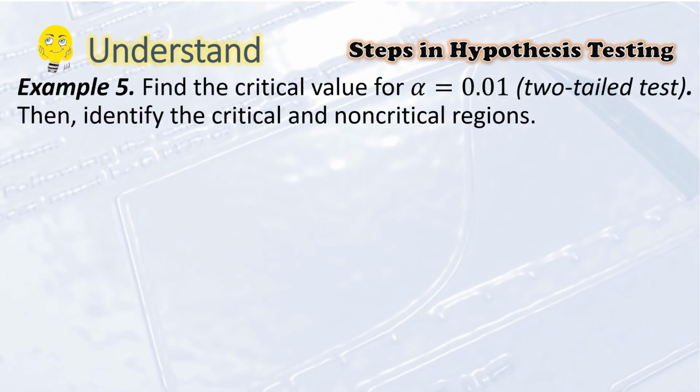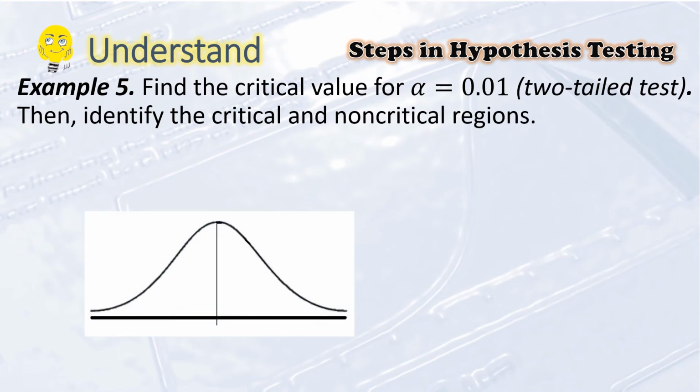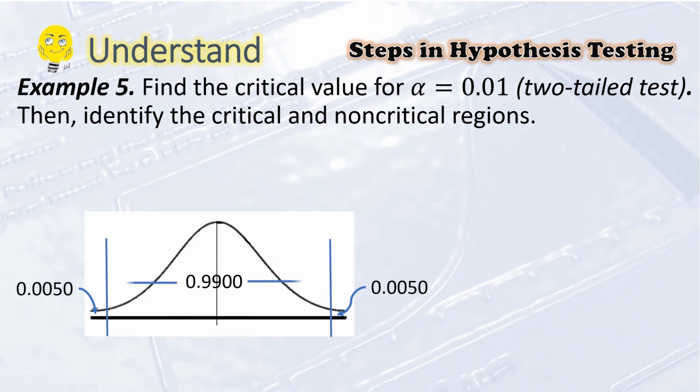Find the critical values for alpha equal to 0.01 in a two-tailed test. Then identify the critical and non-critical regions. Step 1, we draw the figure and we divide alpha equals 0.01 by 2. Then we have 0.0050 to the left and to the right of the mean. Then the area between these two values will be 0.9900.